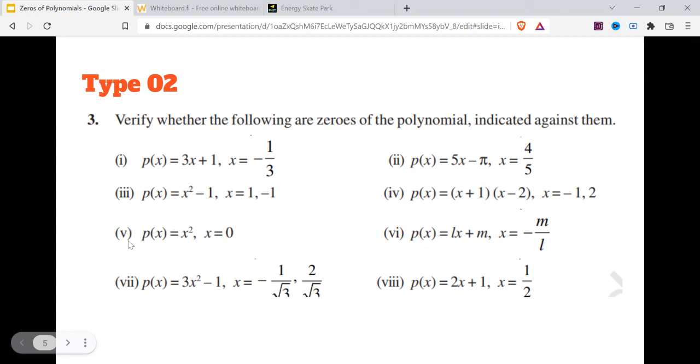Say this fifth part, you can just by seeing it tell that it is a zero of the polynomial. At x equals to 0, p(x) is 0, so 0 is a zero of the polynomial. I hope I am making sense.